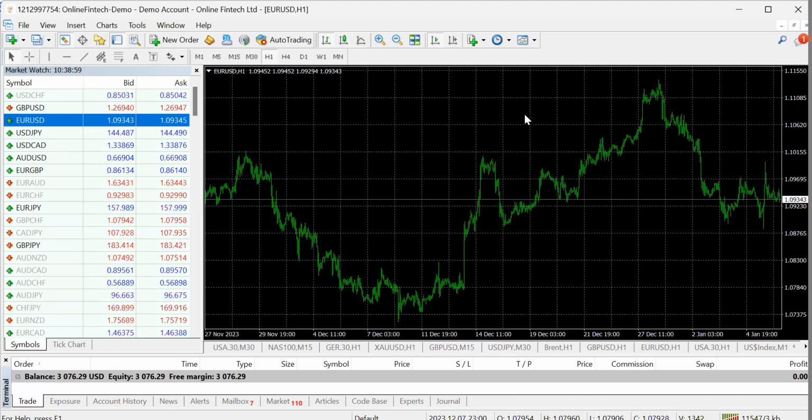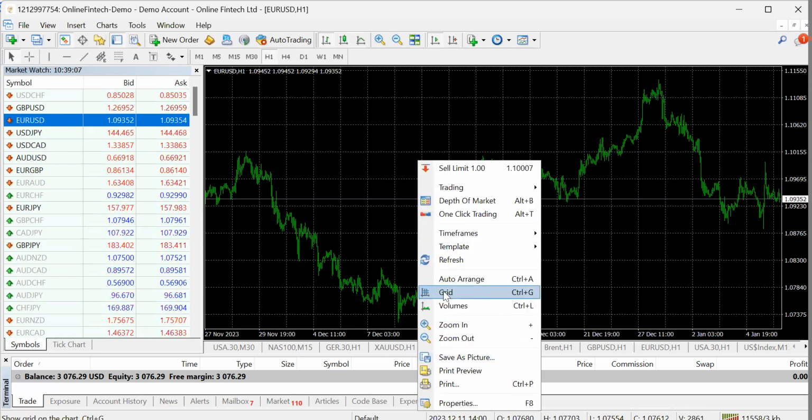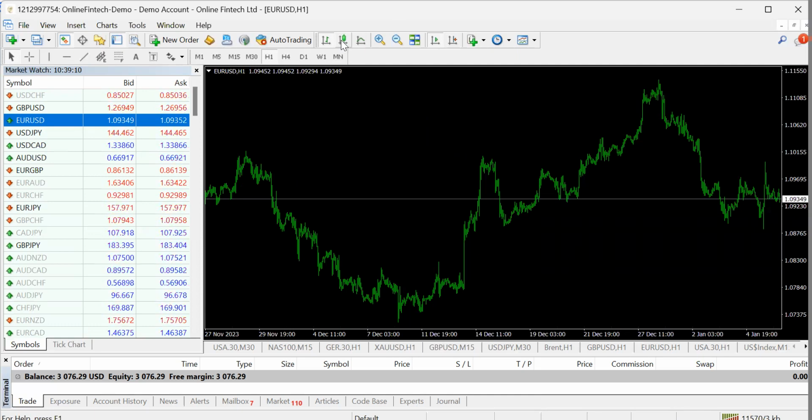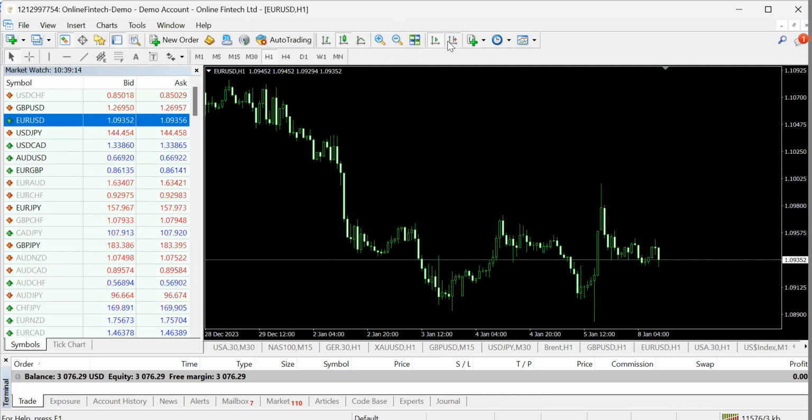So what I normally do when I open the chart like this, I like my chart to be clear so that I can see everything clearly. So I'm going to remove the grid. I put my chart on candlesticks and zoom a little bit. Now I can see properly.